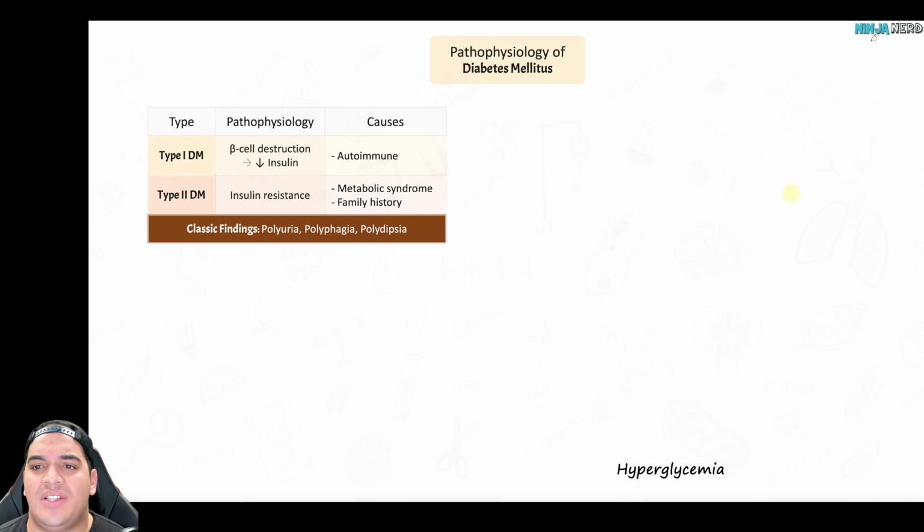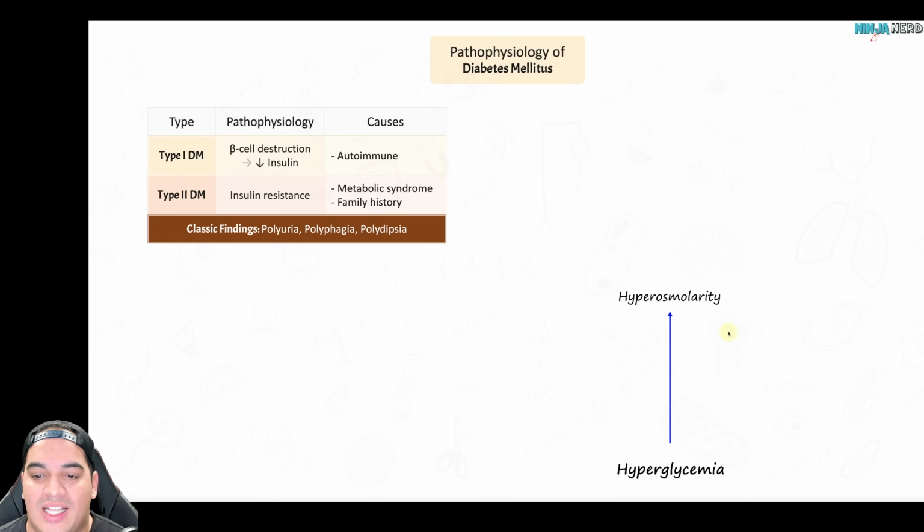Oftentimes this will lead to the classic 3P presentation: polyuria, polyphagia, polydipsia. How? Well, hyperglycemia is one of the solutes in our bloodstream, so it's going to lead to a change in what's called the osmolarity of the blood. With higher amounts of glucose comes a higher osmolarity. It's a part of our normal osmolarity calculation.